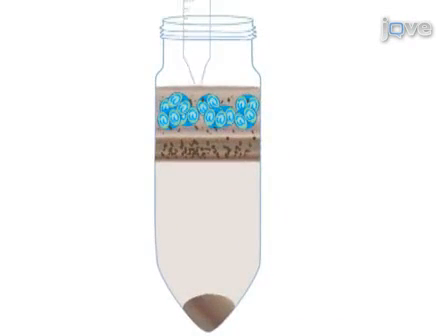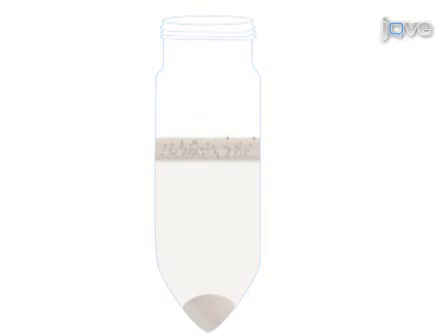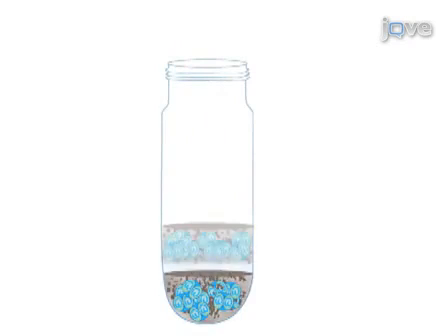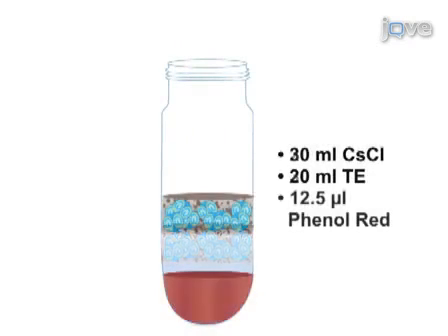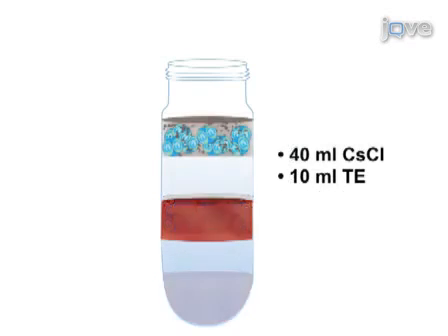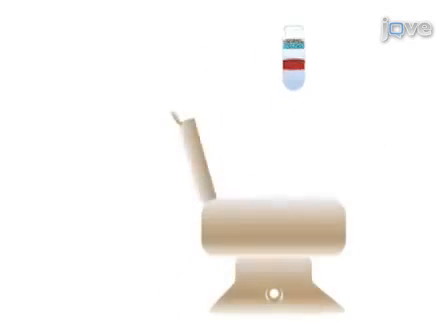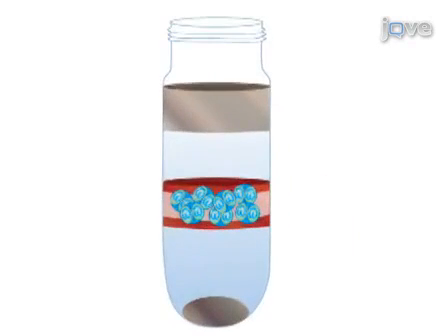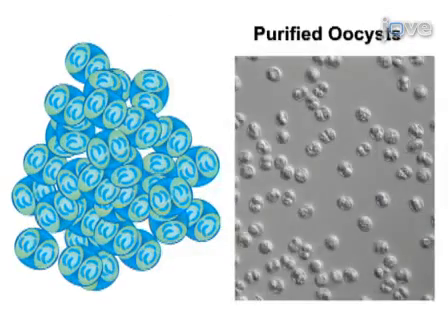The oocyst layer is then transferred into a new tube, underlaid with cesium chloride and centrifuged. The resulting distinct oocyst band is then collected and washed, ready to use on experiments requiring highly purified T. gondii oocysts.